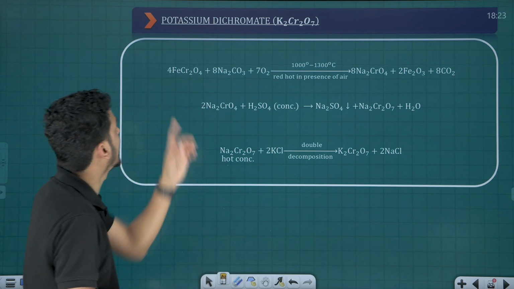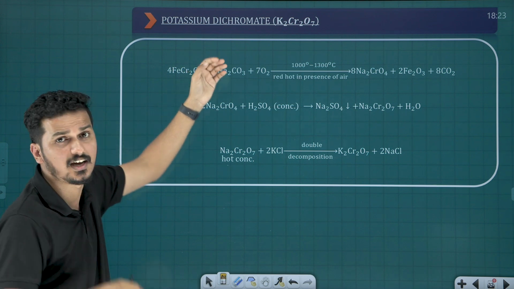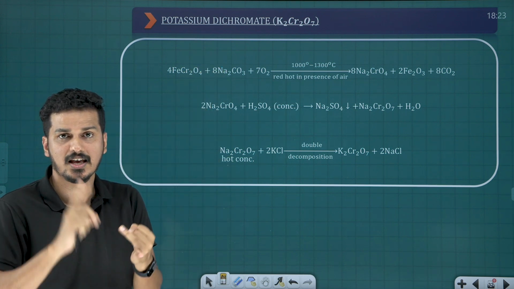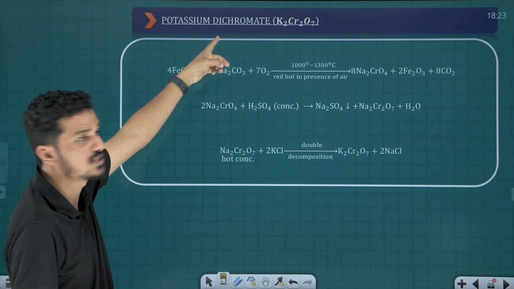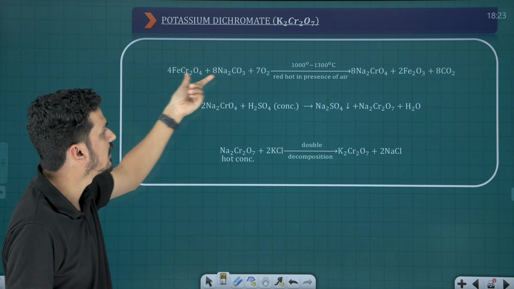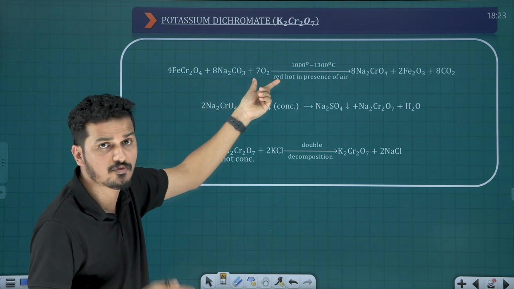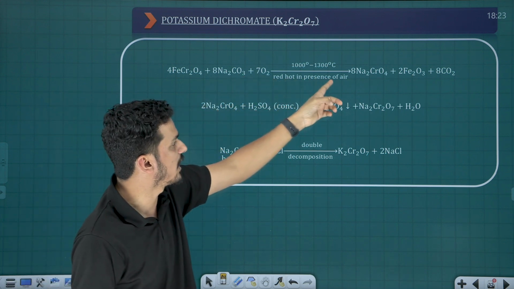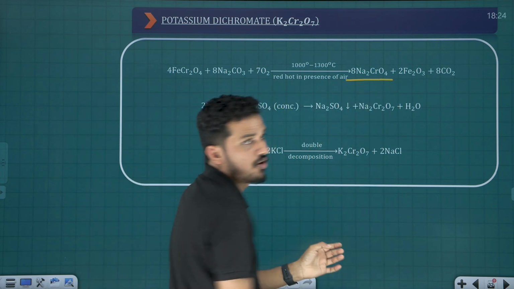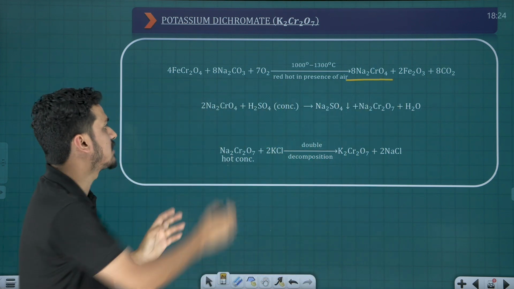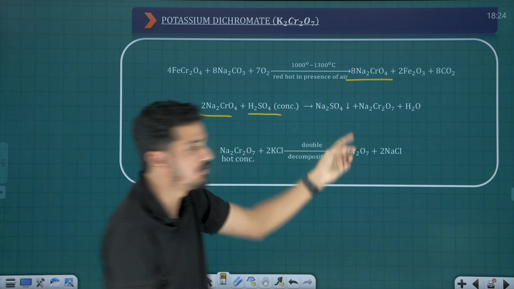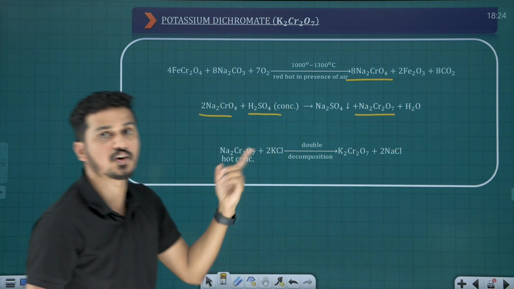Coming to the next idea, there are two important compounds we have to learn. First one is K2Cr2O7, second one is KMnO4. In K2Cr2O7, the preparation is very important. We take FeCr2O4 and treat it with Na2CO3 in the presence of oxygen at high temperature, red hot in air, and you get Na2CrO4, sodium chromate. You acidify that sodium chromate with sulfuric acid, and you get sodium dichromate.